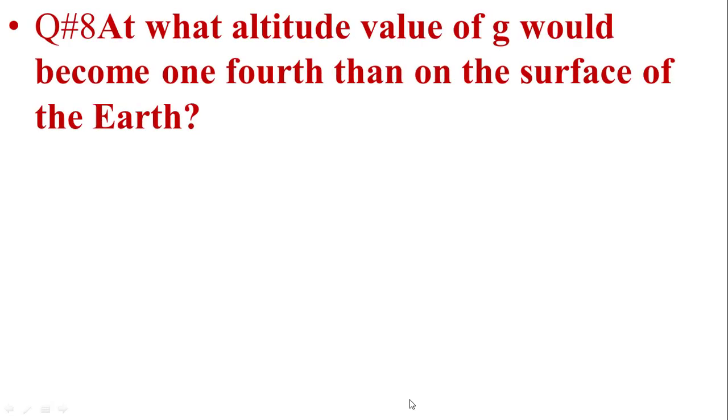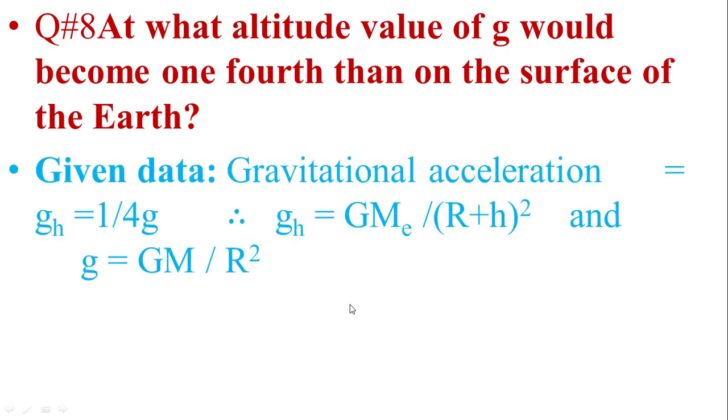Next, at what altitude would the value of g become one-fourth of that on the surface of Earth? Here we calculate the altitude. Altitude means height. So, according to given data, the gravitational acceleration at height h becomes one-fourth of g, the value on the surface of Earth, so g_h is equal to one-fourth of g.